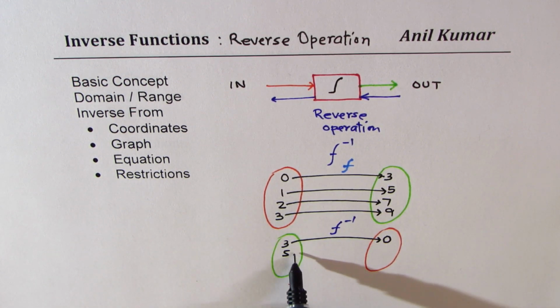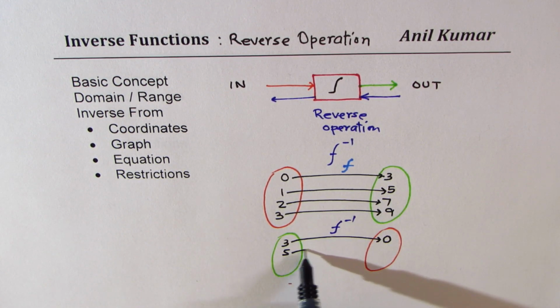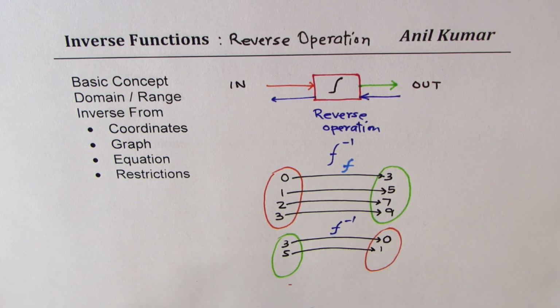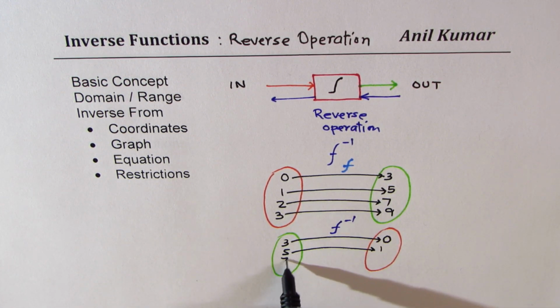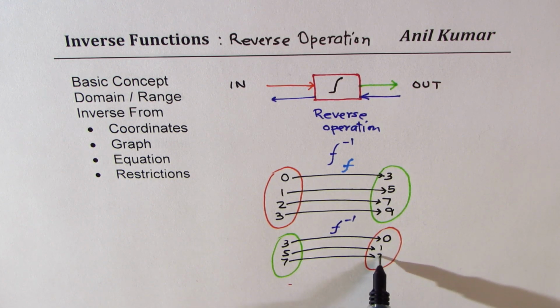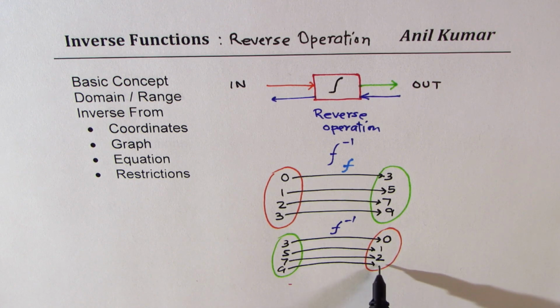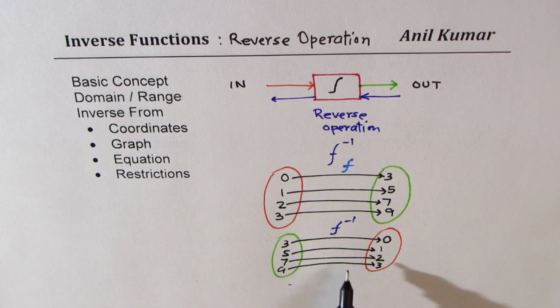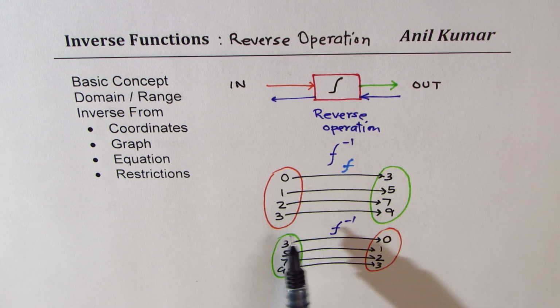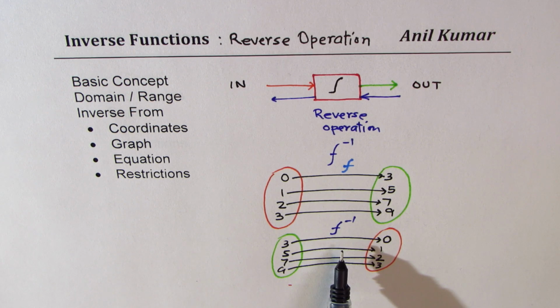So I hope you get an idea, right? If I input 5, I should get 1 as an output. If I input 7, I should get 2 as the output. And if I input 9, then I should get 3. So that reversal is what we are looking into, correct? One way, as you have seen here, if you have a mapping diagram, then you can just reverse the operation and get the inverse function. So that is how you could get the inverse function.